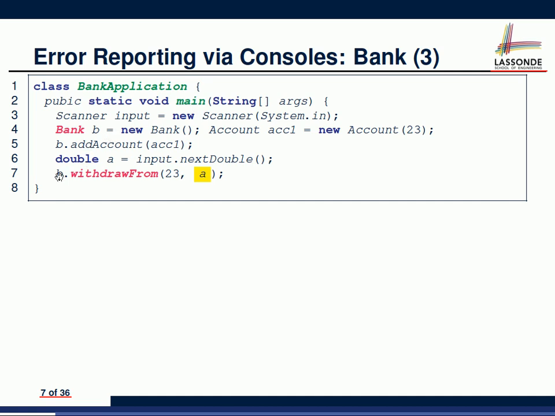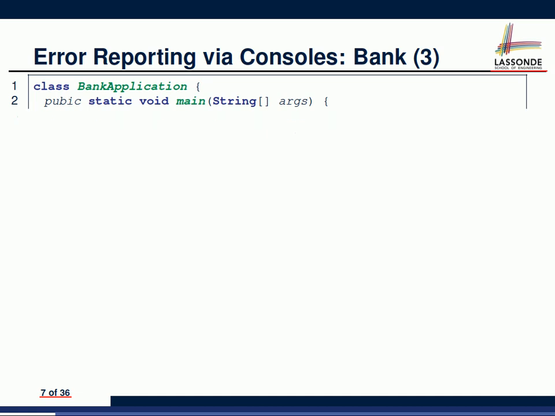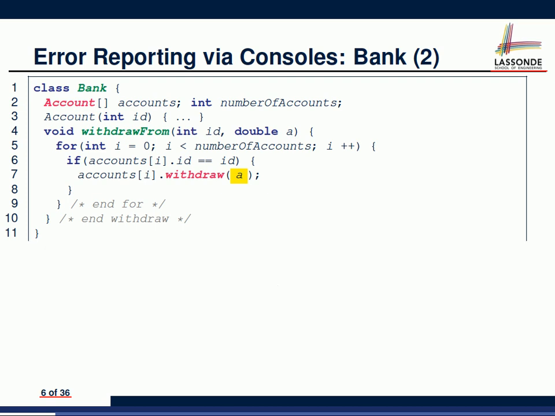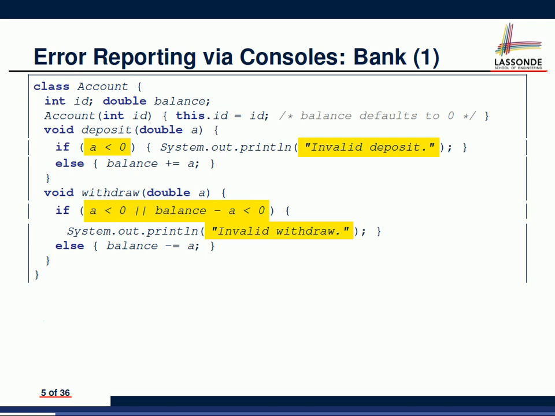When I call b.withdrawFrom with 23, the ID, and a certain amount a, it is actually going to switch the context into the previous class, which is Bank, because we're calling this particular withdrawFrom method. And then the withdrawFrom method is going to run a loop, and then it's going to call the withdraw method from the Account class. In this case, we're going to switch the context to the very first class that we talked about. So there are 3 classes that will be called eventually, even though we only run BankApplication as a Java application. Okay? Let's see exactly what I mean. Let's go to the iPad.